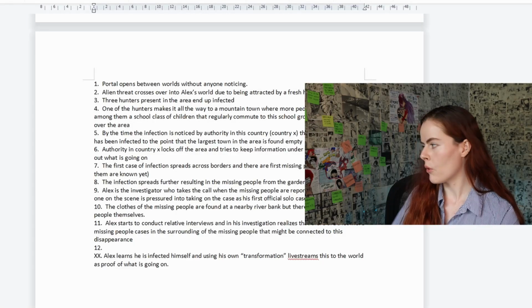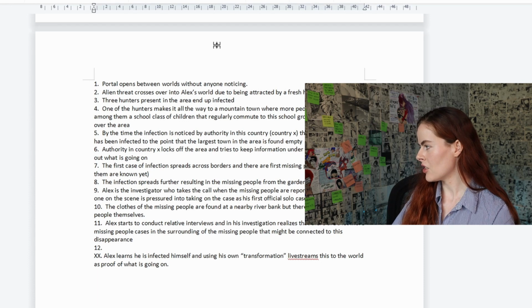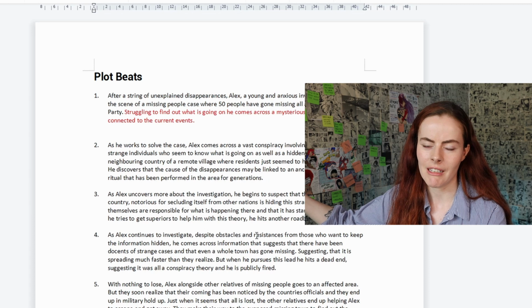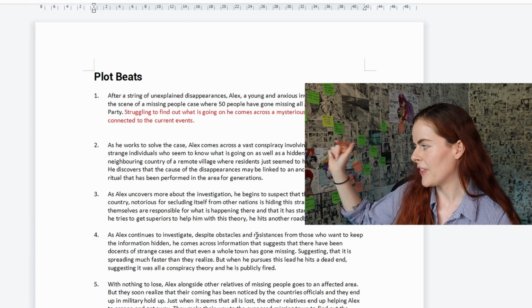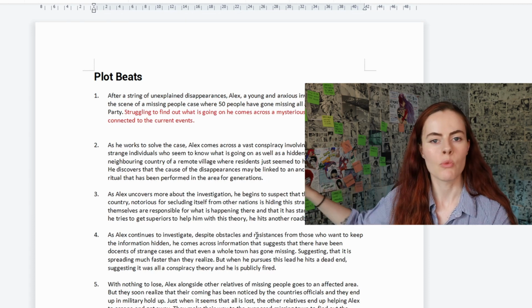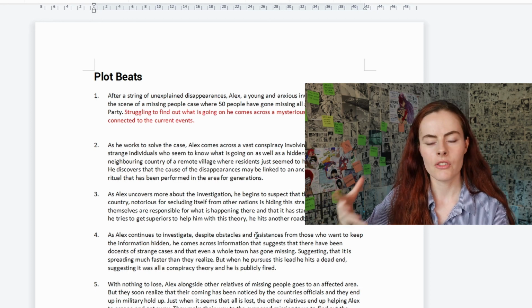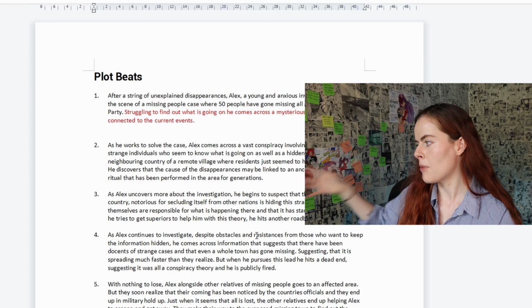At the low point, which right now I have at number 4, but I think it makes more sense that it happens at the end of chapter 3, Alex gets fired. So that's the worst thing that could happen to him. In his world, that is like dying socially, right? And the idea is that at the midpoint, what he thought was the worst thing that could happen to him happens.